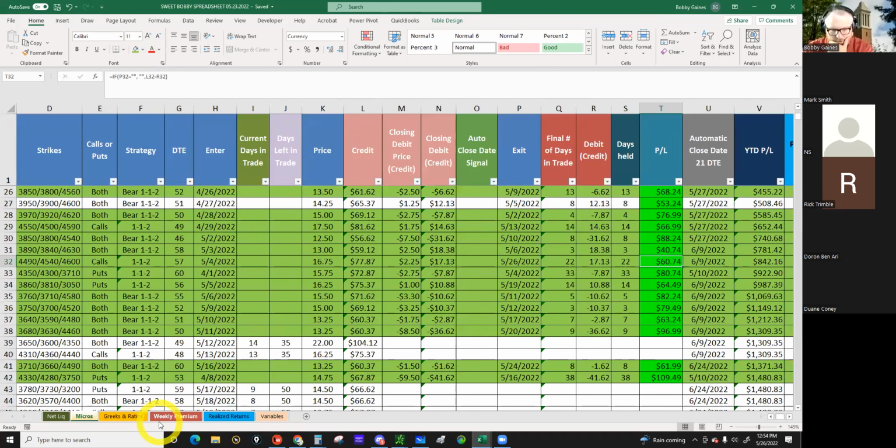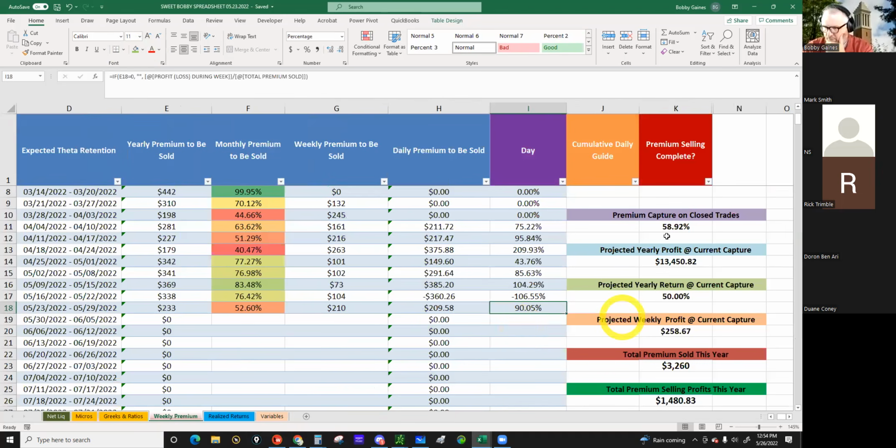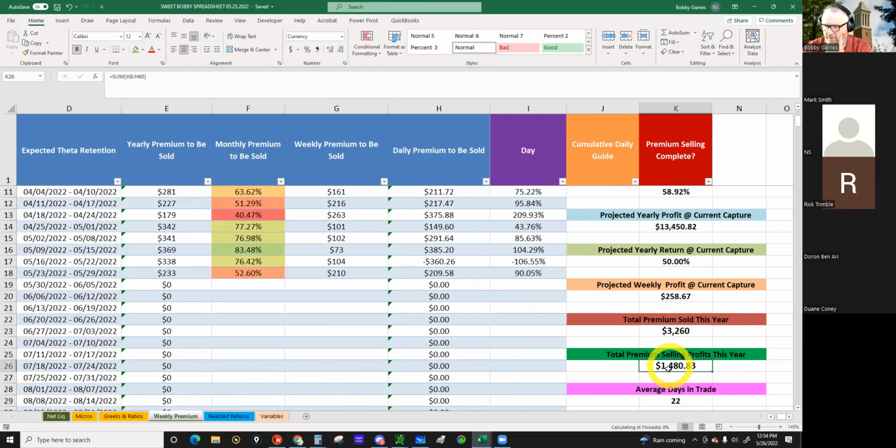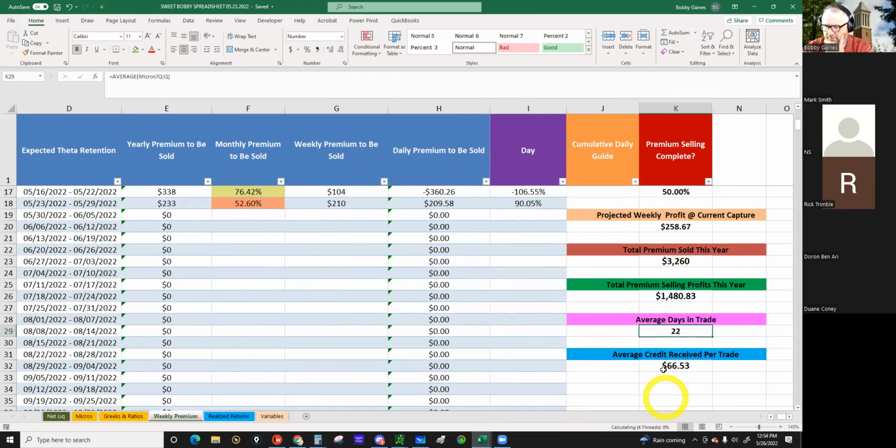So let's look at our stats. Right now our premium capture is 58%. We project we're going to make 13,000 profit. On a weekly basis, we should make about 258, so we're kind of on track for that. We've sold total premium of 3260 since we started keeping track. We've made $1,480 in profits. We've been in a trade 22 days and we're getting $66.53 per trade. Okay, cool. Questions on that, right?